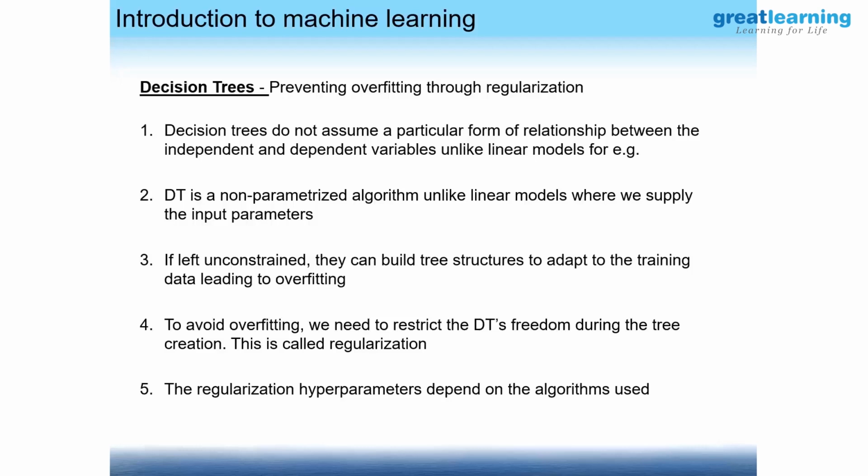So with a decision tree, we will have to prevent overfitting. Whenever you're building a decision tree, you have to do regularization. It does not assume any kind of linear relationship between independent and target variables. It is a non-parametric algorithm. It does not have any parameters to find the best fit surface for you. If left untouched, the decision tree will create a very complex, uncontrolled model for you, which will be overfit. To avoid overfitting, we will have to use regularization. I'll show you how to use that.